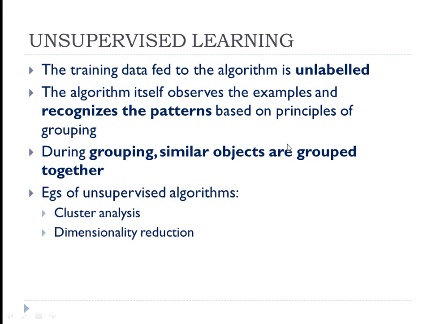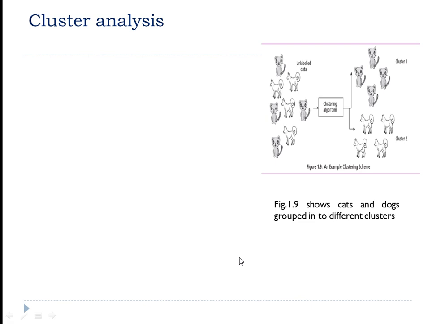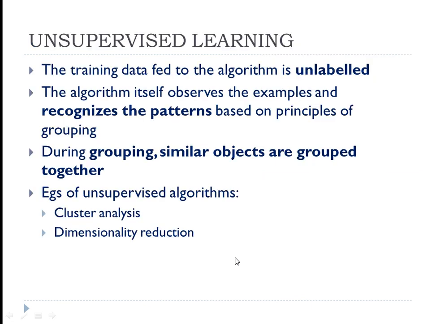Okay, so some examples of unsupervised algorithms, which we will be doing in the next few sessions, are cluster analysis and dimensionality reduction. These two are examples of unsupervised algorithms. So just to revise quickly, unsupervised algorithms will be fed with training data which is unlabeled. The algorithm has to learn itself by recognizing the patterns, and basically they're using the principles of grouping. Two main algorithms: cluster analysis and dimensionality reduction.